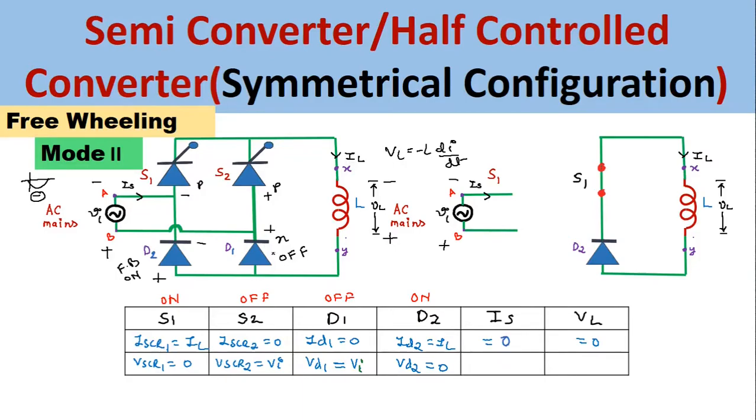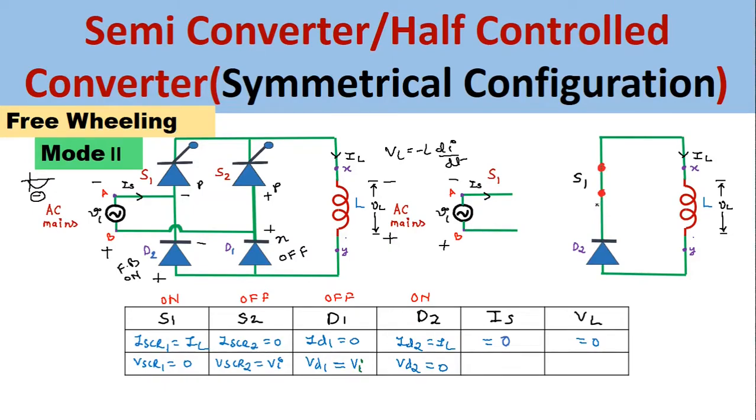Now diode D1 will go into the off condition because it is in reverse bias condition. Because of the stored energy in the inductor, SCR1 continues to conduct; it will not turn off during the negative half cycle also. So SCR1 continues to conduct, diode D2 will conduct, D1 will go into the off condition, and S2 will also be considered in the off condition. Now SCR1 is on and D2 is on, so our circuit will look like this.